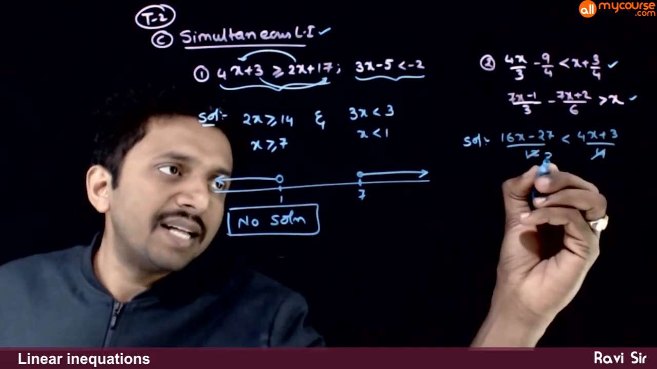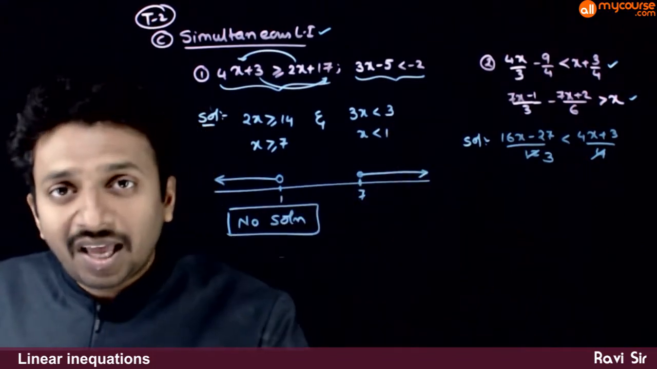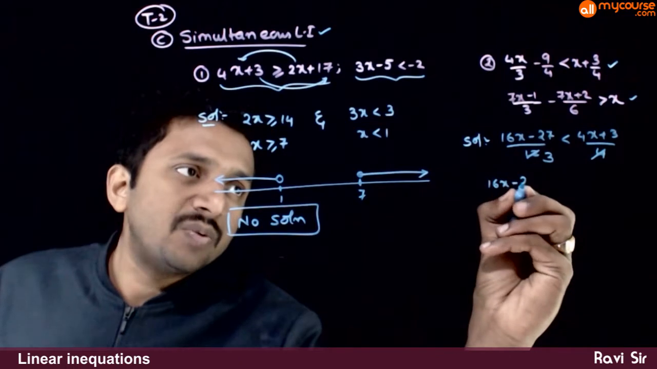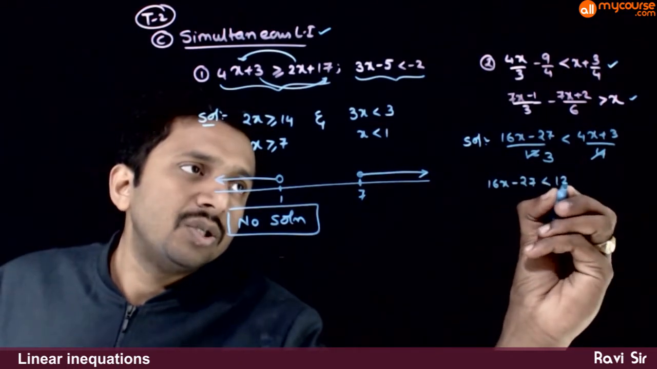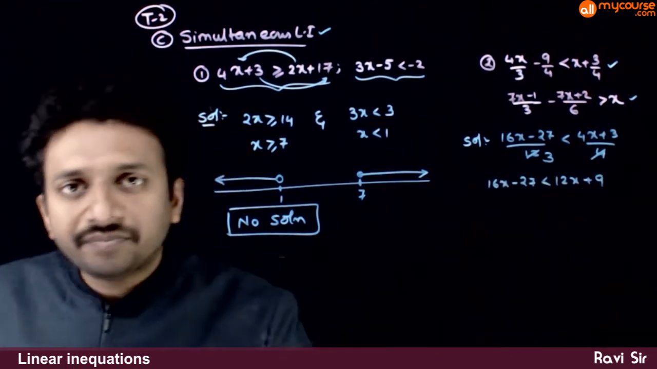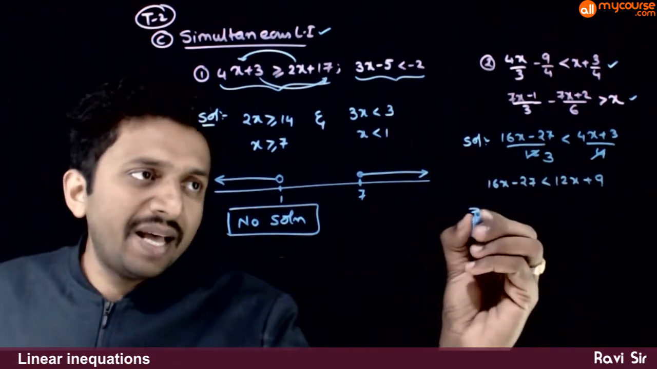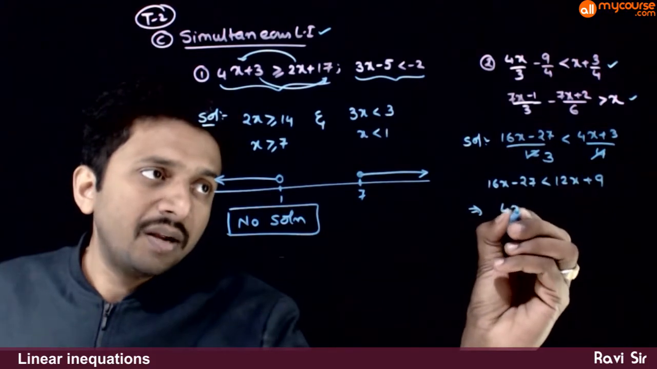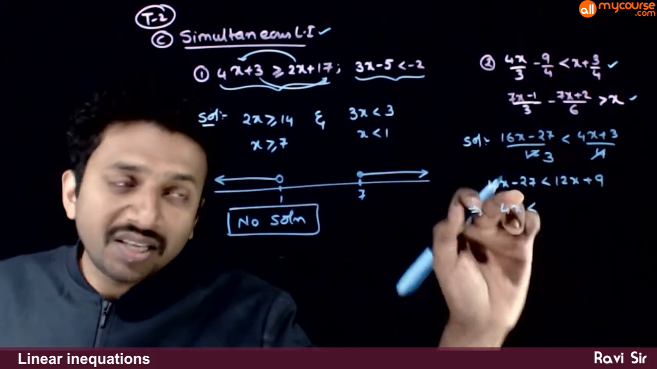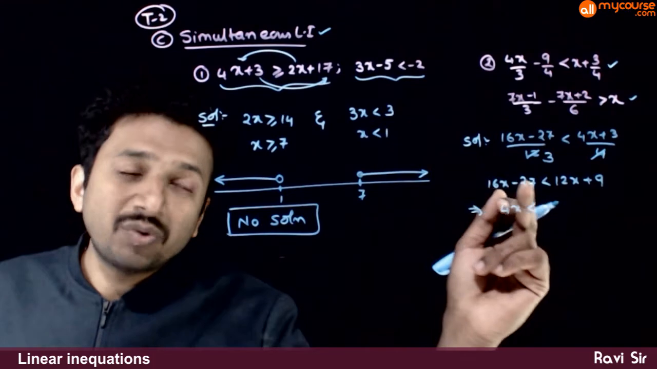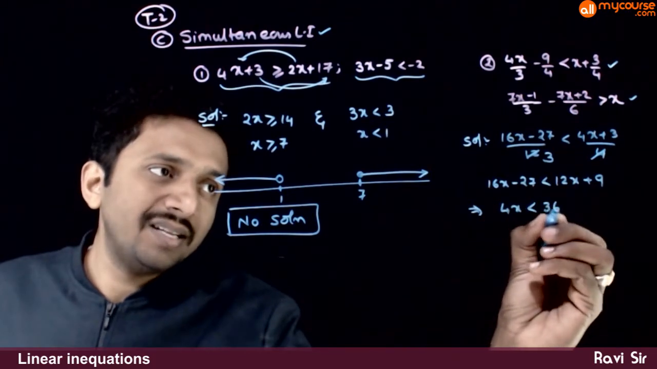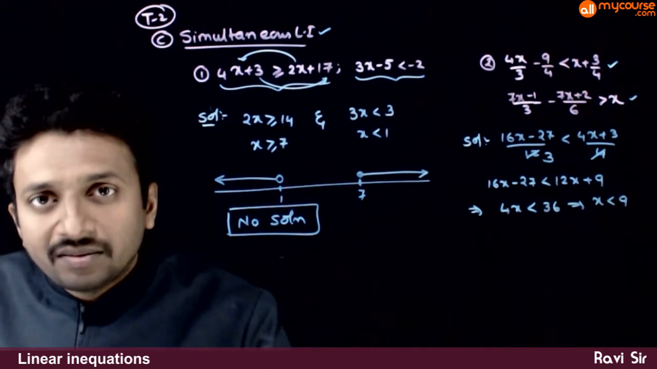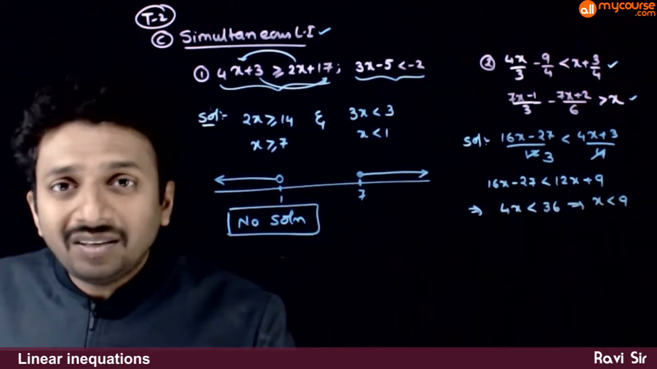This 4 gets cancelled 3 times. Positive numbers can be cancelled out. So this 3 goes on to that side. 16x minus 27 is less than 12x plus 9. So this implies 16x minus 12x is 4x, if it comes onto this side, 4x is less than 27, if it goes onto that side, it becomes plus 27 plus 9 is 36. This implies x is less than 9. So this is one part of the answer.